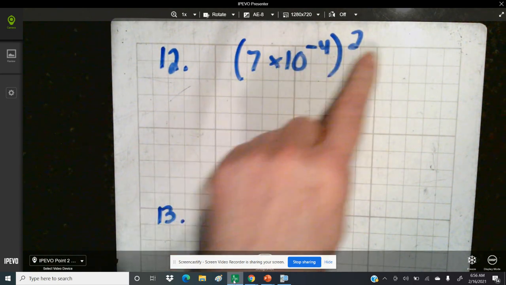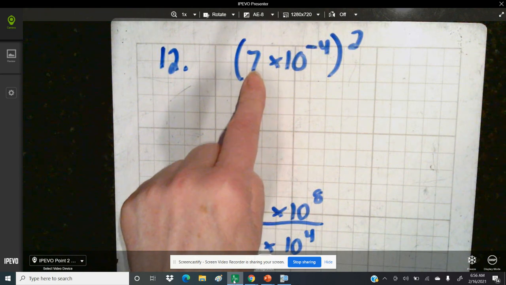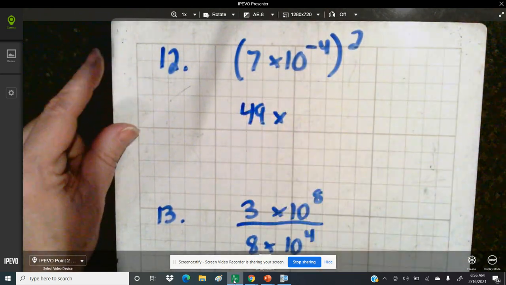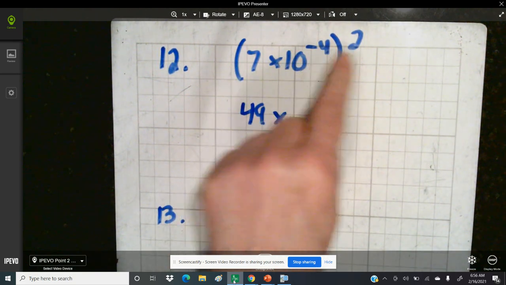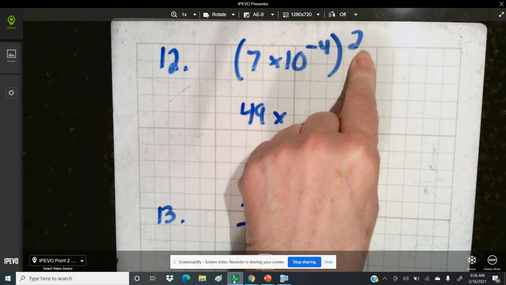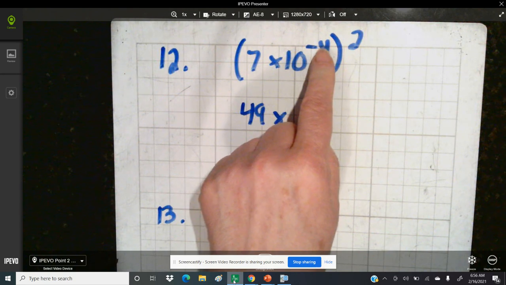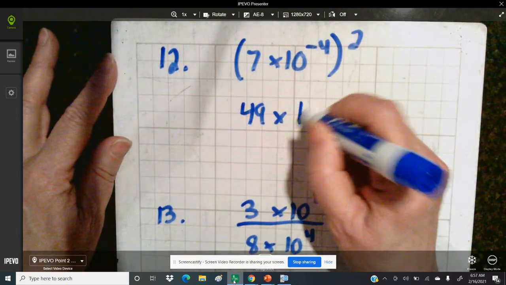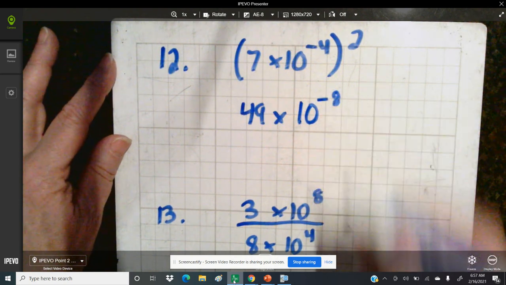So basically, you're going to take each piece. I'm going to take 7 and square it, which will give me 49. And I'm going to have 10 to the fourth raised to the 2, or squared. So if you remember, when you have a power raised to a power, you're going to multiply those two together. So this will be times 10 to the negative 8.